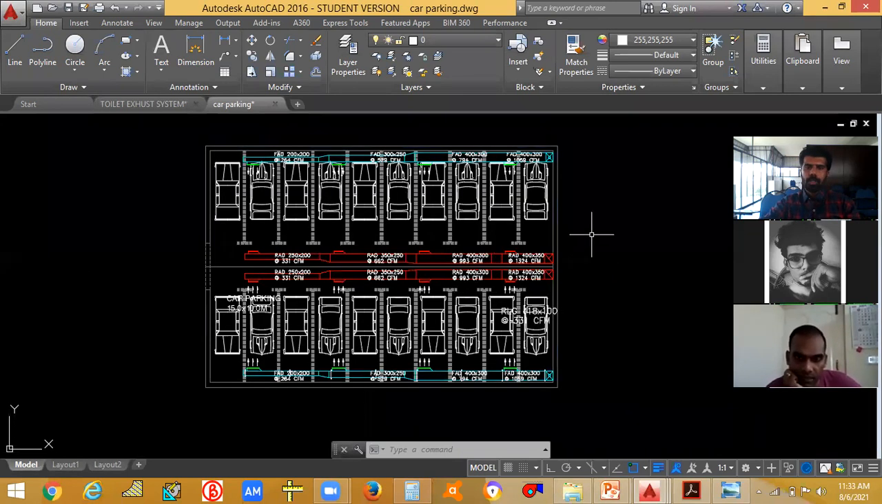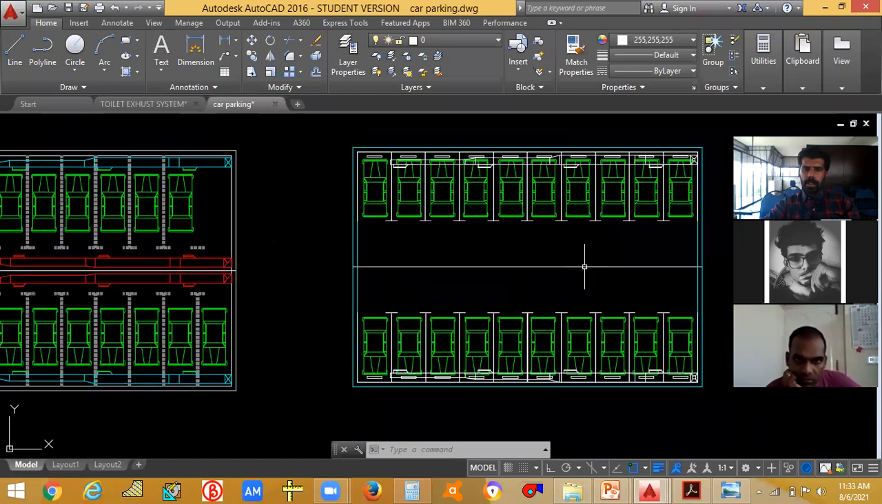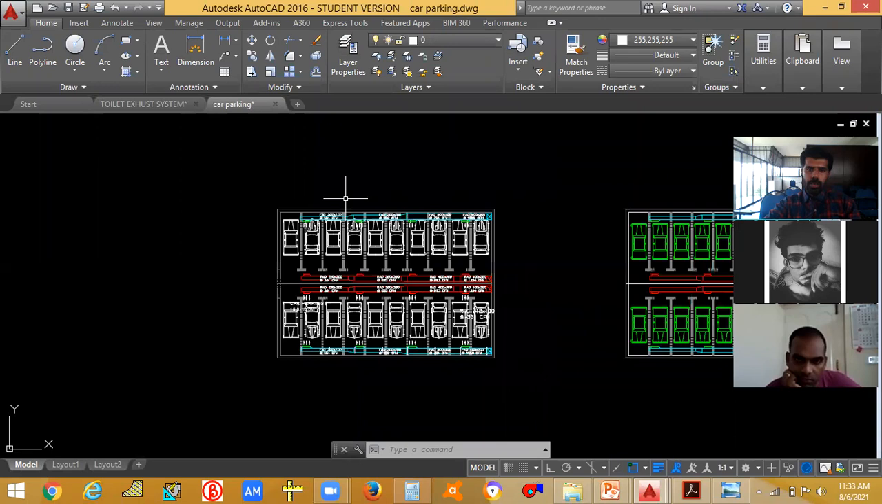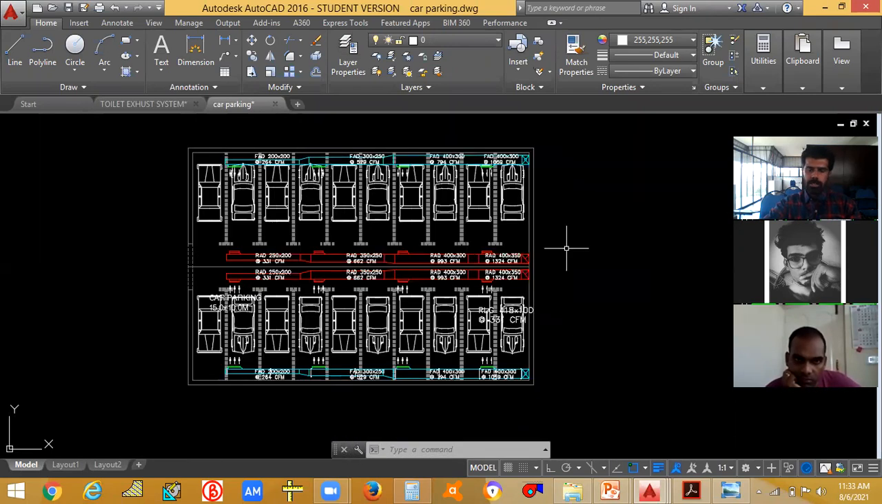So, for example, if you are getting a car park like this, do you have any idea? We have studied about kitchen hood as well as the toilet ventilation, and we have studied about the car parking ventilation also. So if I am giving you this car park, you have two sides. One compartment is like this, another compartment is like this.